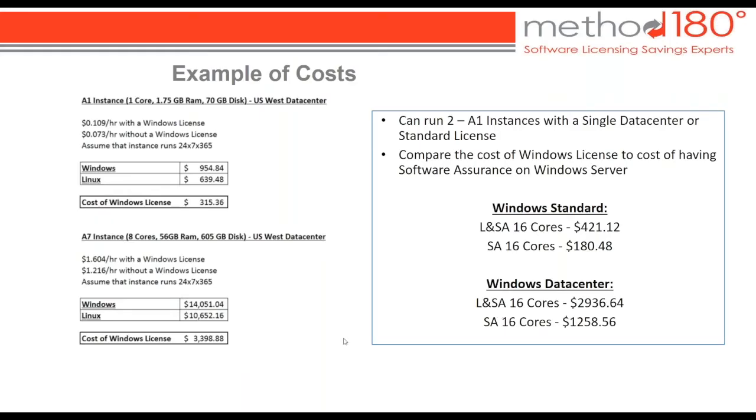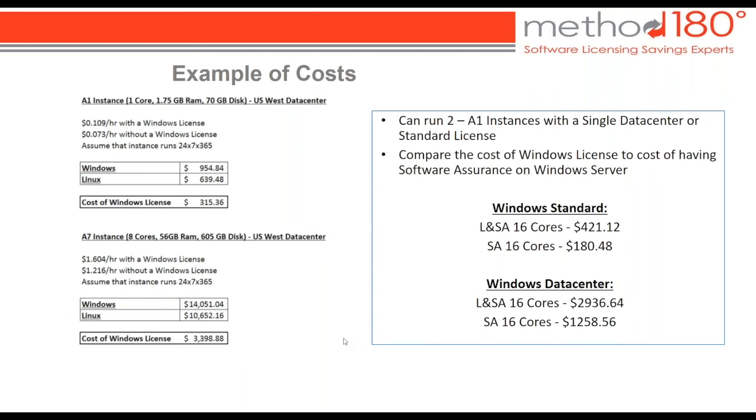So I just wanted to show you a couple real quick examples. Basically, an A1 instance, that's just the name of the instance. It comes with 1 core, 1.7 gigabytes of RAM, 70 gigabytes of disk, and the US West data center. If I'm buying that with a Windows license, I'm paying about 10 or 11 cents per hour. If I'm buying it without, I'm paying about 7 cents an hour.